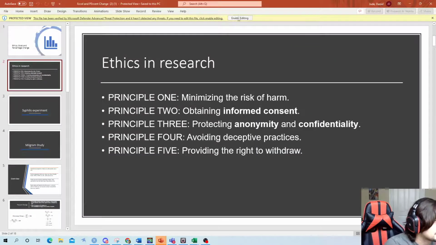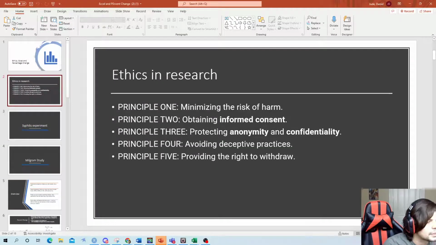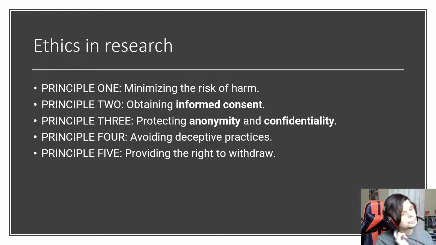This gets into ethics a little bit. Before we start into our research segments, I want to talk about Principle 1. You want to minimize the risk of harm. Principle 2, obtaining informed consent. Before you give anyone a survey, you've got to make sure people know what they're signing, know what they're getting into. And you've got to make sure that they can leave at any time they want to. You're not trapping people with a contract.